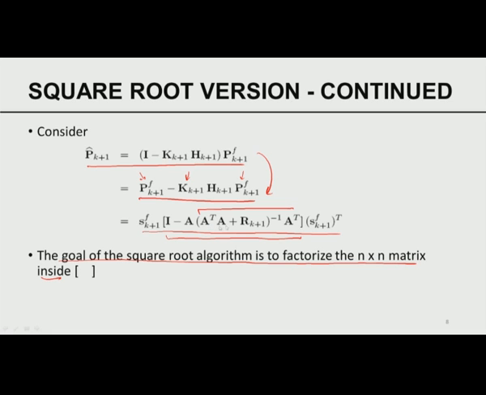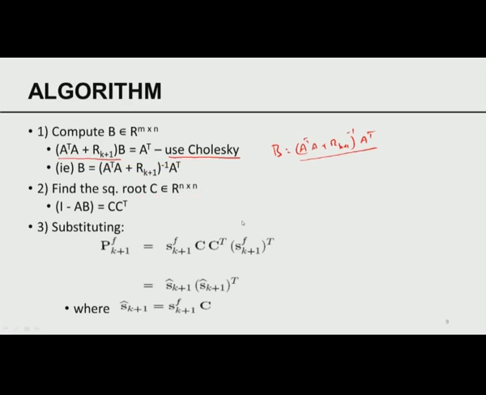So I need to be able to find the square root of the term within the parenthesis, and in order to do that, once I find B, I need to be able to find the square root of I minus AB. I know what A is, I now know what B is, multiply AB, subtract from I, and then find the square root. This square root also can be computed by using Cholesky factorization. Substituting all this back, I have xk plus 1 cc transpose this.